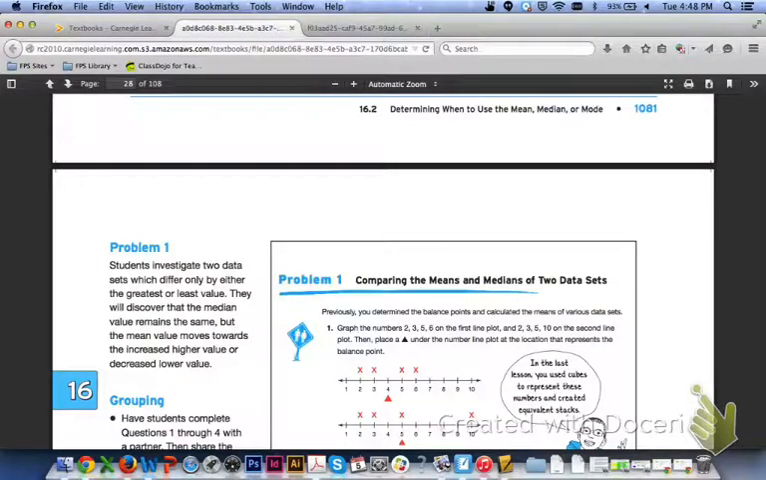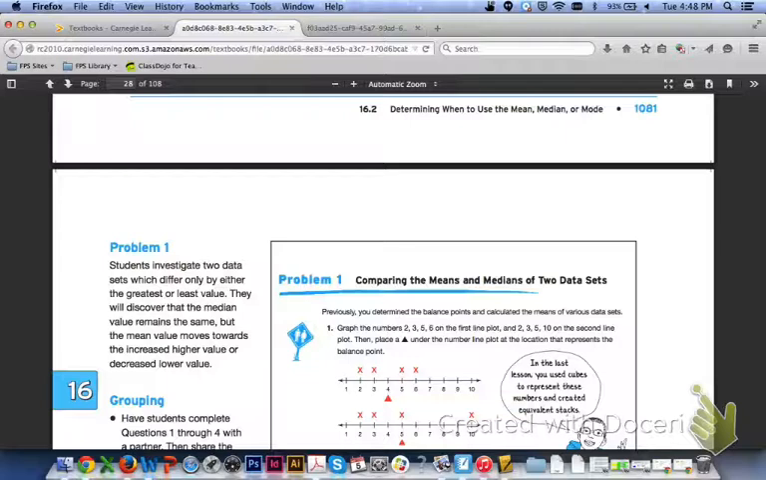Alright, taking a look here, after you've graphed the points for 2, 3, 5, and 6, the balance point would be 4. You can see that by 3 and 5, they're both 1 away from 4. 2 and 6 are both 2 away from 4. So the point 4 balances equally both sides of it, to the left and to the right.